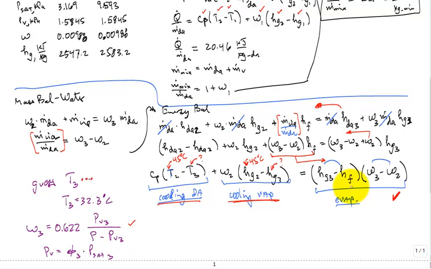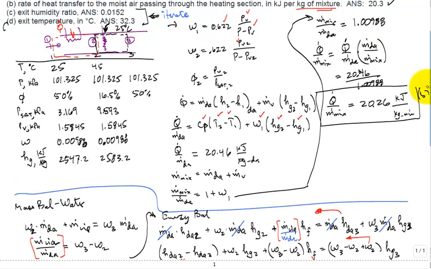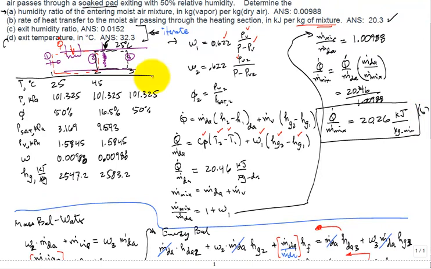I can then check to see if this energy balance is satisfied. Okay, so let me scroll up and just say that we do calculate a final dry bulb temperature of 32.3 degrees C, as well as an exit humidity ratio of 0.0152, so a lot more humidity than what came in.